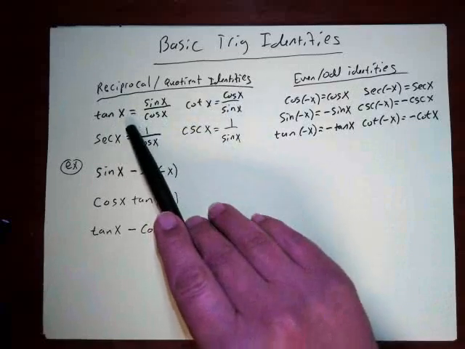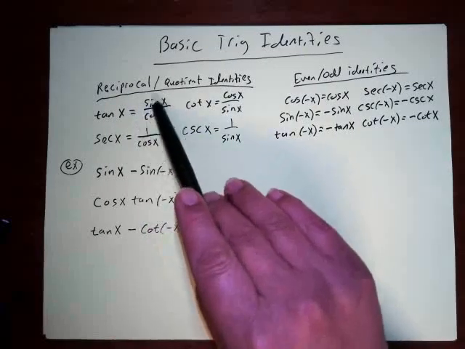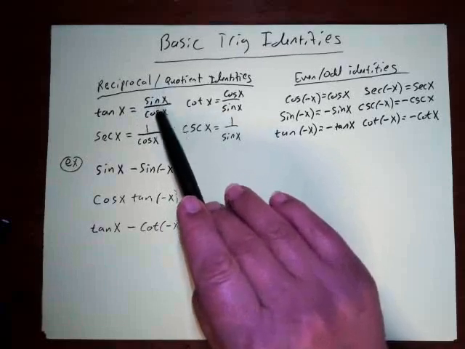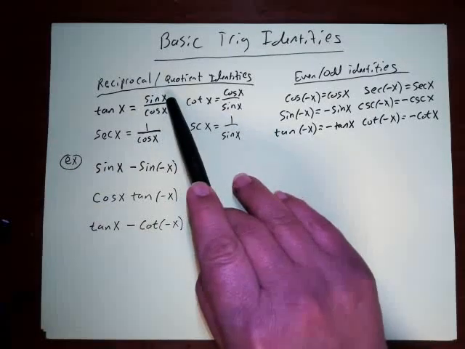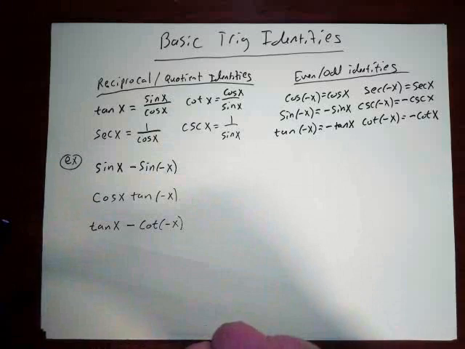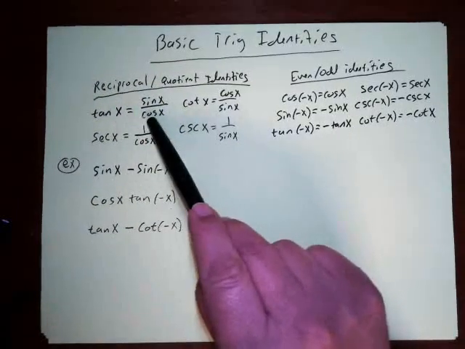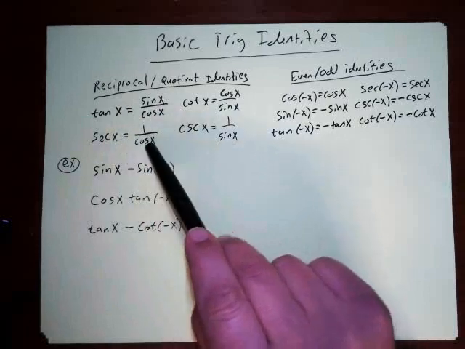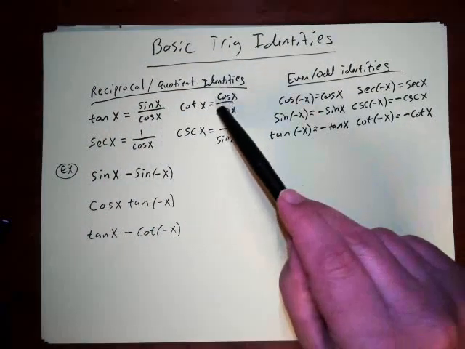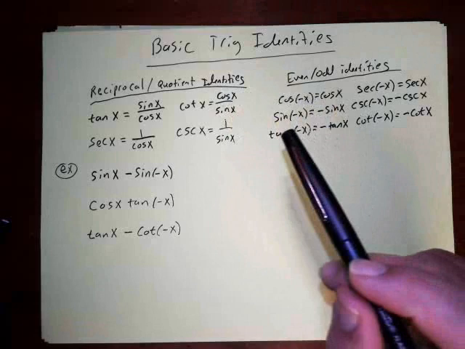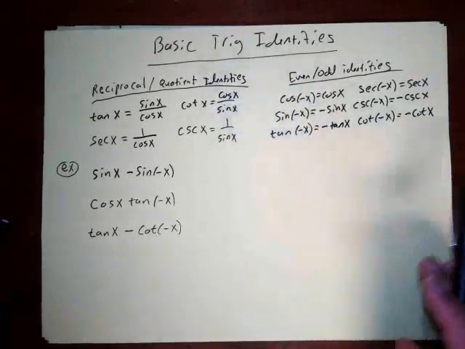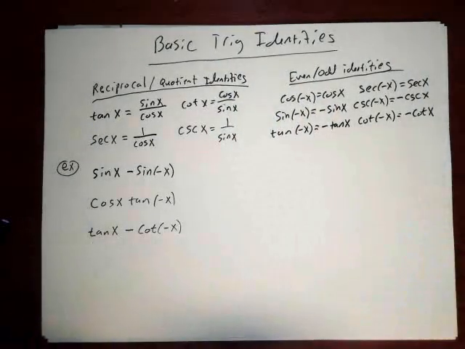So tangent of x, which was y over x, you can write as sine x over cosine x, because sine x is equal to y, cosine x is equal to x, so that would be y over x. So that's an identity. Secant, similarly, can be written 1 over cosine. Cotangent can be written cosine over sine, and cosecant can be written 1 over sine.